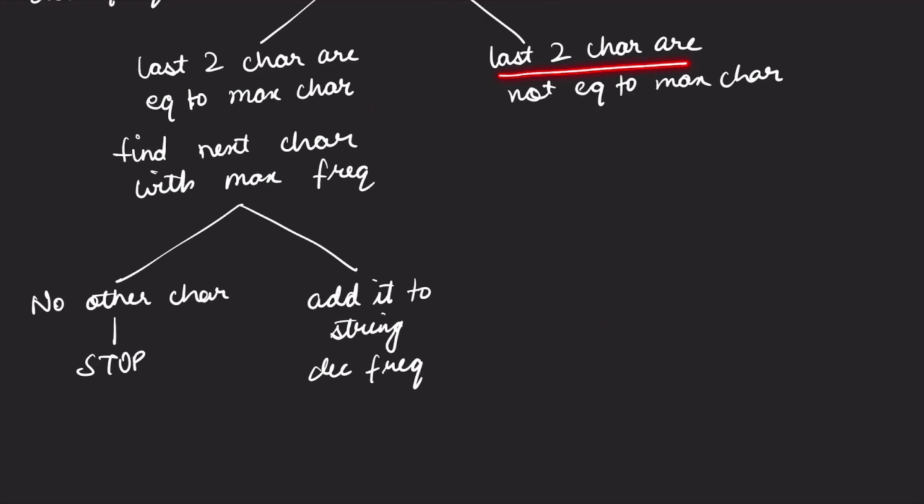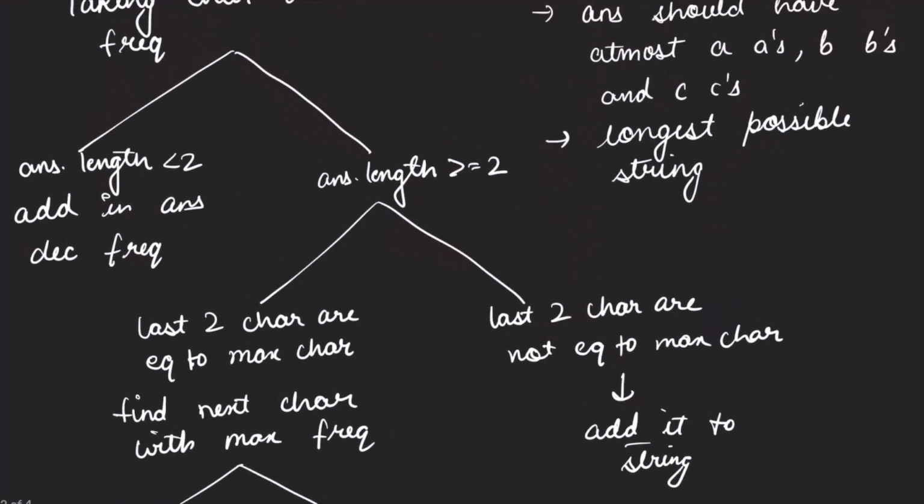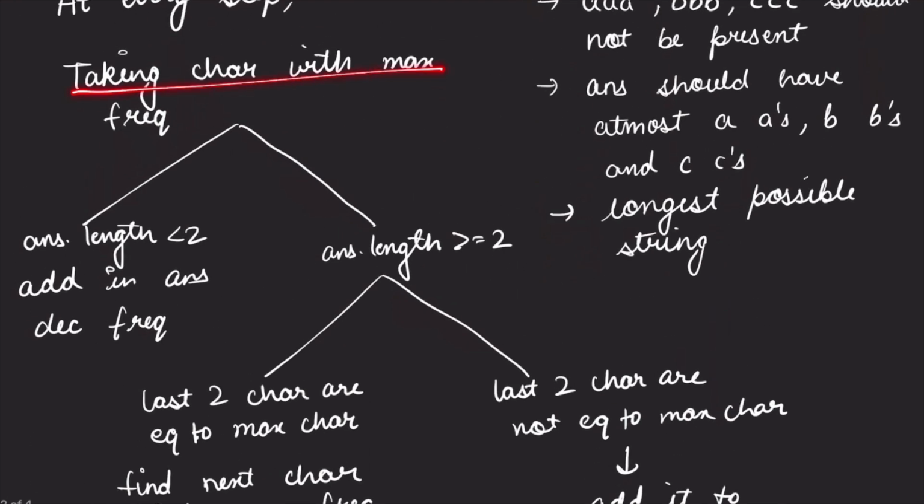Now coming to the case where the last two characters were not equal to the maximum character. So now what you will do is add it to the string. You will add what to the string? The character with the maximum frequency, which we were taking into account from here, right?